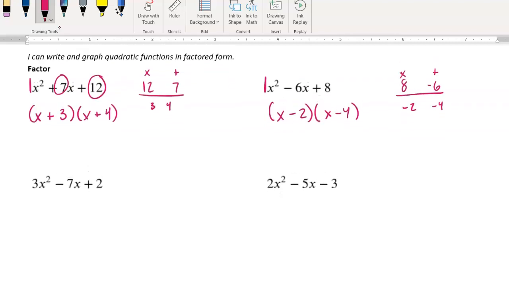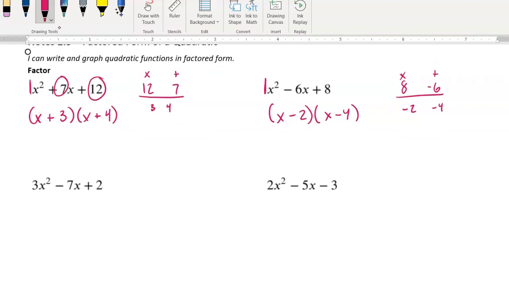All right, but now notice a difference between the examples we just did and the next two examples. The difference here is that we have an a value that isn't 1. Our first step to factoring is always look for a greatest common factor first. But there is none. There isn't a number that goes into 3, 7, and 2 evenly. If there was, we would factor that out. So then we go to step 2.